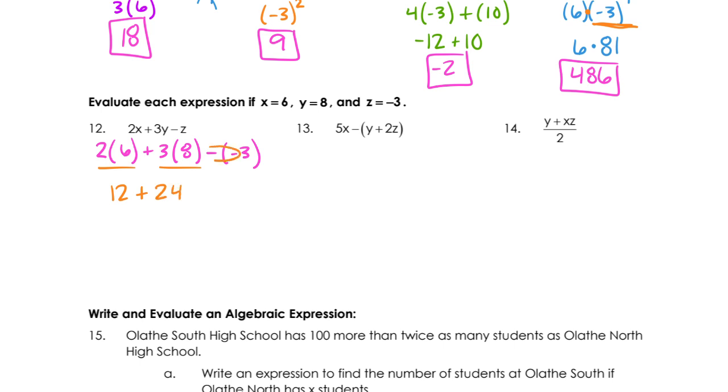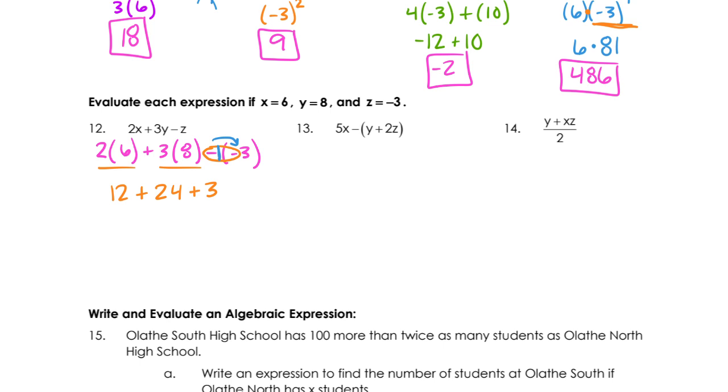Now, pay attention here because that's technically 2 negatives in a row. 2 negatives actually makes a positive, so this is really plus 3. If you also remember from a long time ago, there is technically a hidden 1 here. So in reality, it's negative 1 times negative 3. Still, 2 negatives makes a positive. So no matter how you look at it, that does become a plus 3 there.